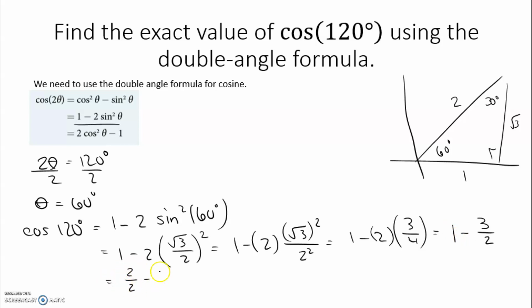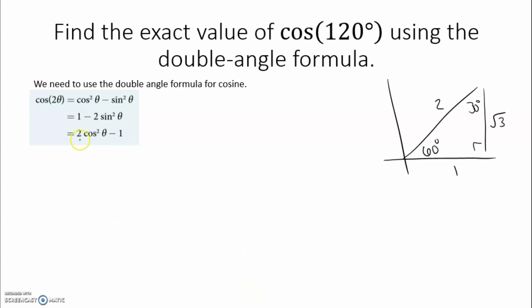This is still a form of 1. So 3 over 2. So this is 2 minus 3 over 2, which would be negative 1/2 again. Okay, and then let me show you how to work this last formula right here.